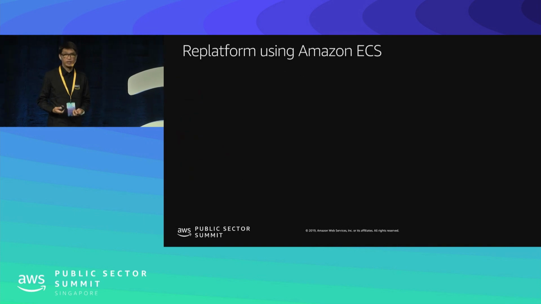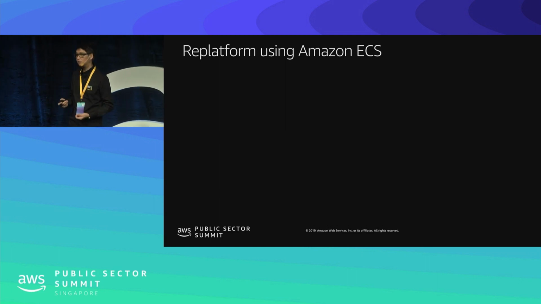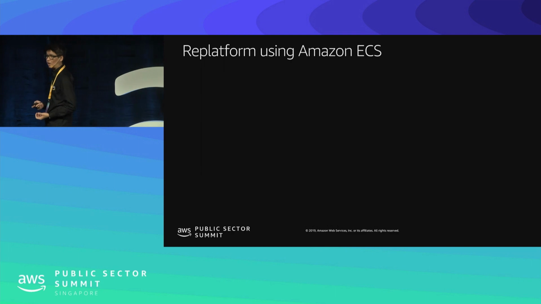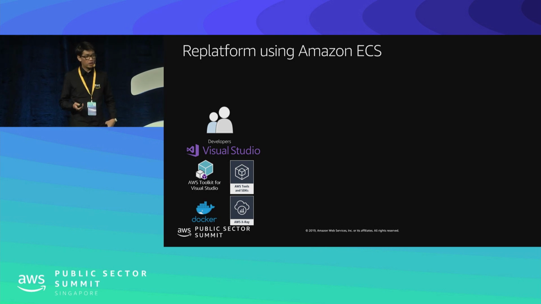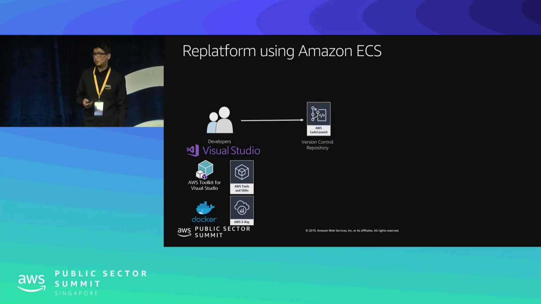So how about containers? ECS is Amazon Elastic Container Service. This is a managed container orchestration engine that you can leverage. Your existing developers using Visual Studio can leverage the toolkit for Visual Studio such that you push the code into CodeCommit, which is your private GitHub repository.